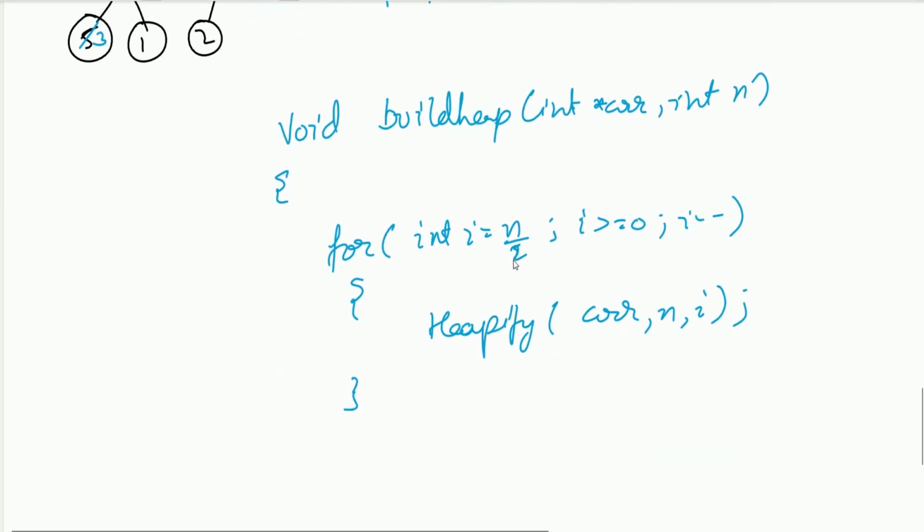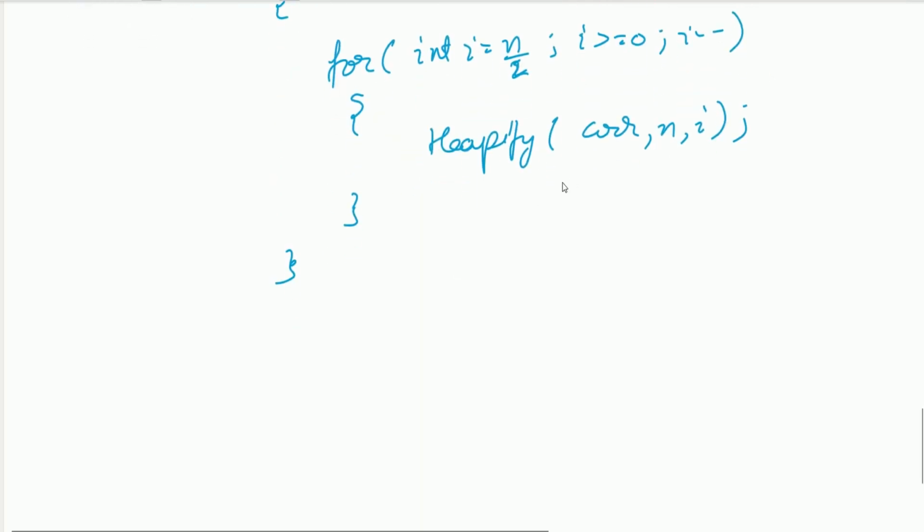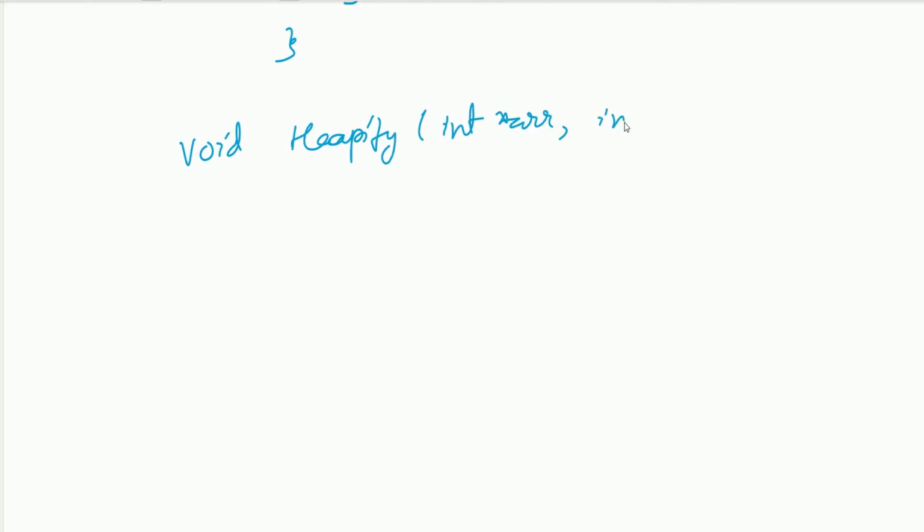Even if n by 2 is a leaf node in some case, it will not affect the output, even if 1 or 2 leaf nodes are there. Now, how will heapify work? Let's see. It will not return anything. It will take an array, its size, and one index on which we will have to call heapify.